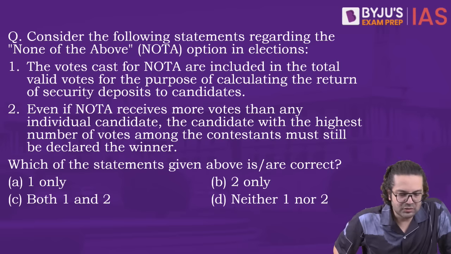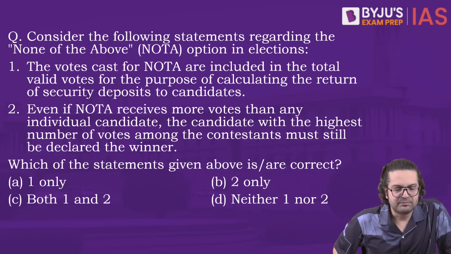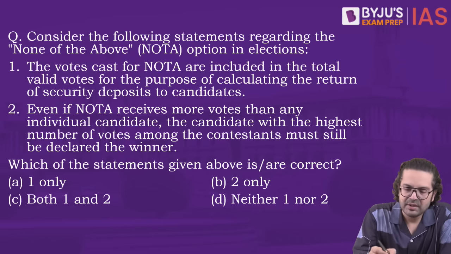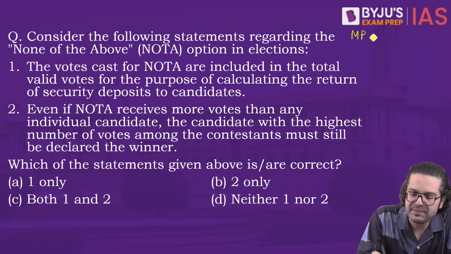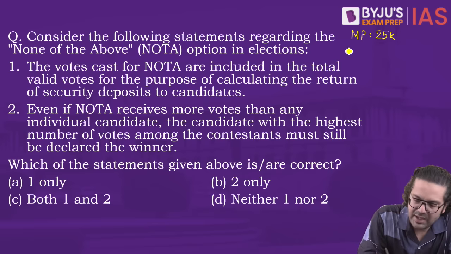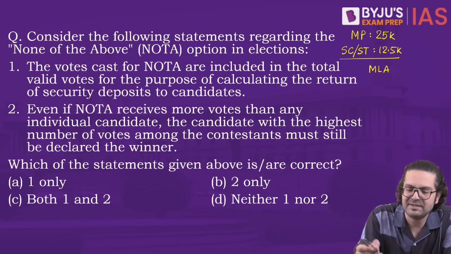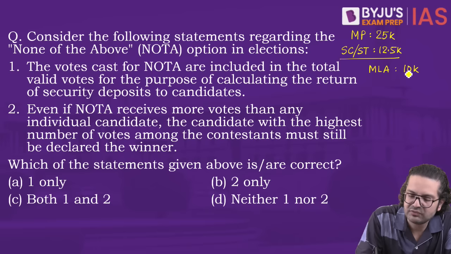The votes cast for NOTA are included in the total valid votes for the purpose of calculating the return of security deposits to candidates. See, when it comes to elections, under RPA 1951, if you are contesting elections for the post of MP, you have to give some security deposit, 25,000. Figure not really important. And if you are contesting for a reserved seat, then this amount is halved, 12.5 thousand. Similarly, if you are contesting for the post of MLA or MLC, then the amount is 10,000, but for an SC/ST seat, the amount is halved to 5,000.